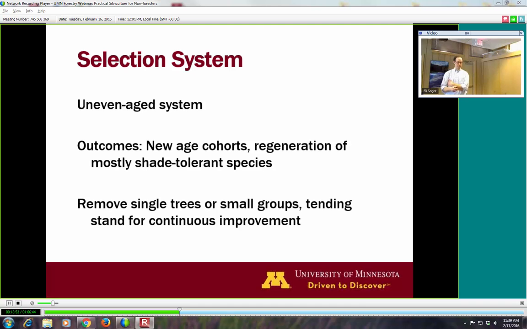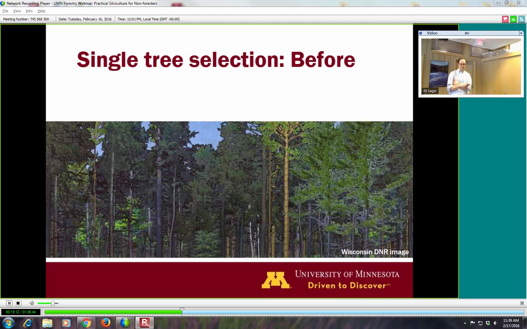So how do we do it? Basically, single tree selection. We remove single trees or small groups, and then we might do some tending to continuously improve the stand. Depending on your objectives, you could take or leave a variety of different species or tree forms, and so on. And I've got a couple of figures here to illustrate this. You'll see a number of figures throughout the talk from the Wisconsin DNR Silviculture Guide. I think these depict things really nicely.